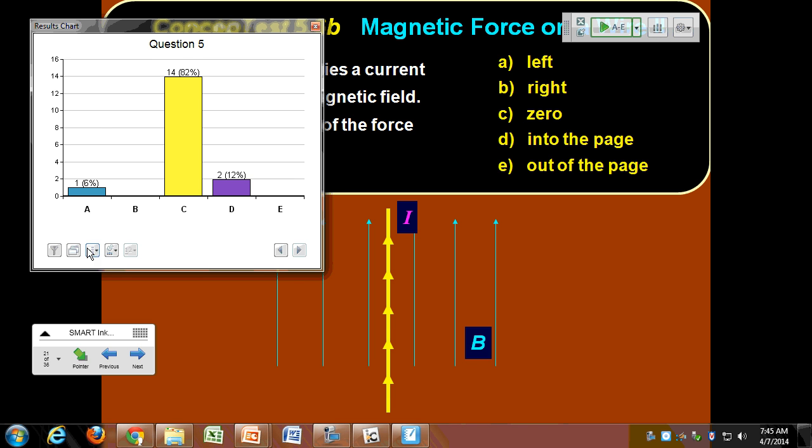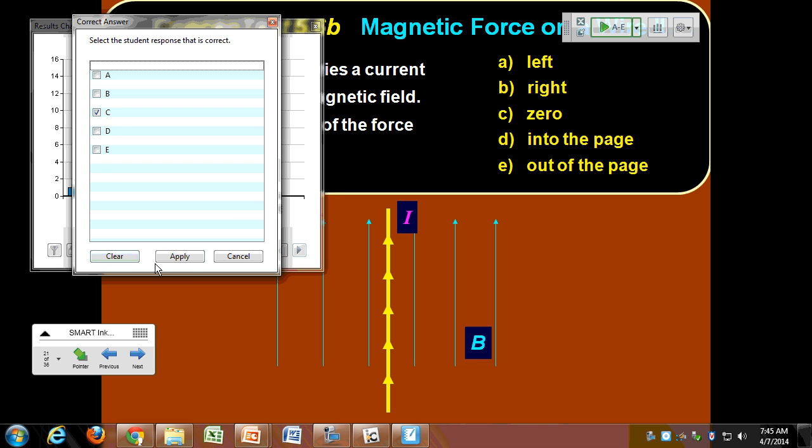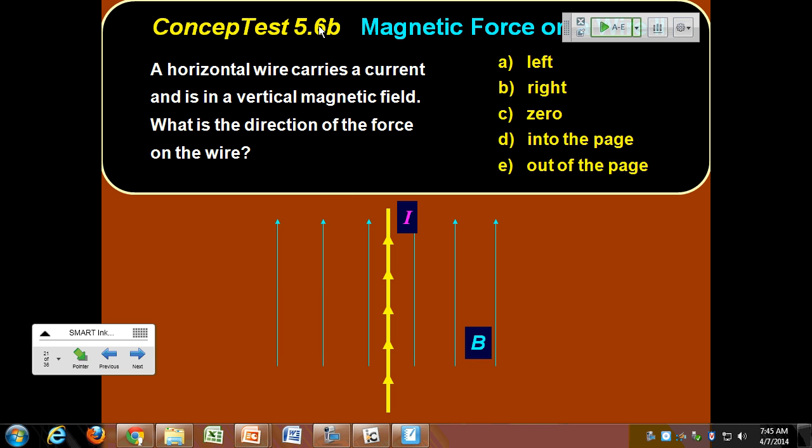All right, very good. When they're parallel or anti-parallel, it goes to 0. Remember that force is ILB sine theta, and so the sine of 180 or 0 is 0.